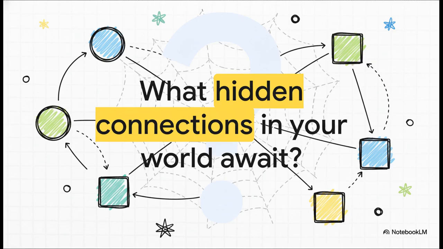So, I want to leave you with a question to chew on. Take a look at your own world, your work, your hobbies, your community. What are the nodes? What are the edges? What hidden connections, what underlying system is just waiting there for you to finally see it as a graph?